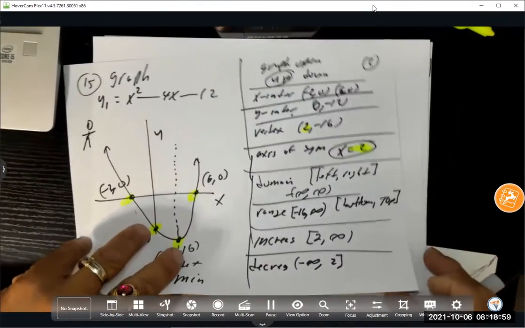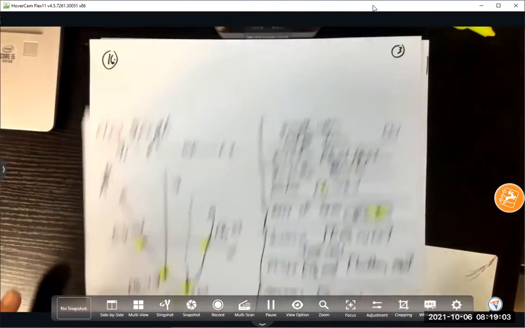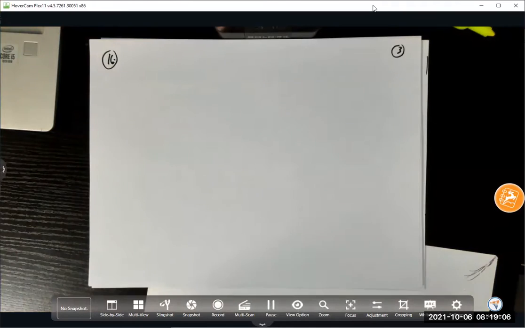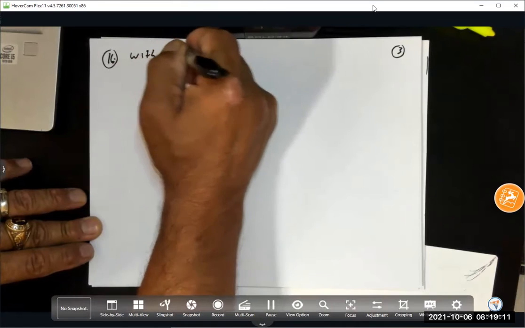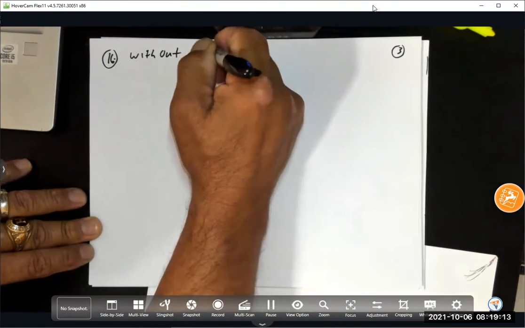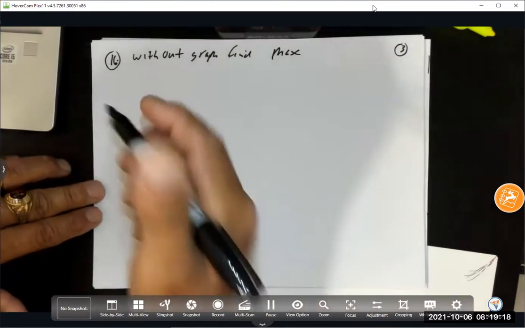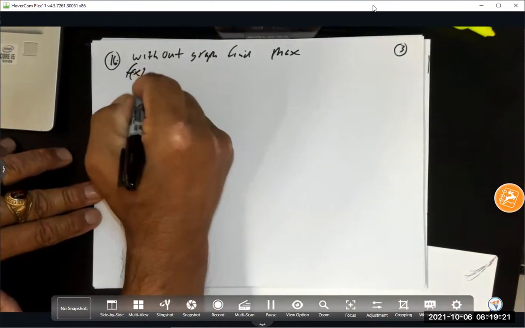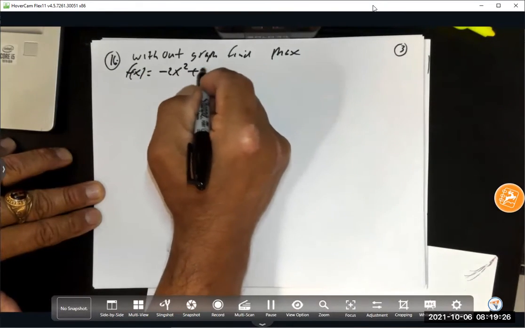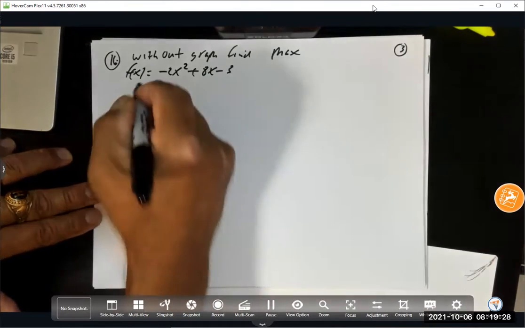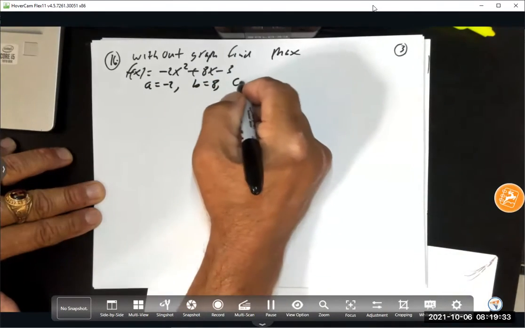All right. Page number 3, number 16. This one says, without graphing, find the max. The original problem is f of x equals negative 2x squared plus 8x minus 3. So a is negative 2, b is 8, c is negative 3.